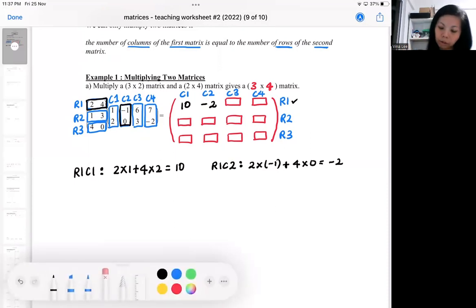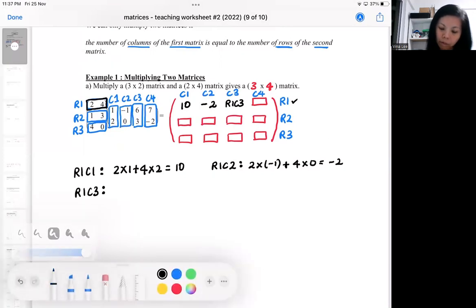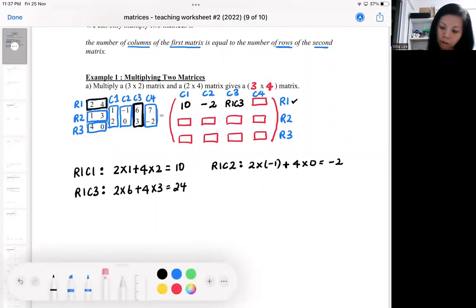I'm going to continue to the next one, R1C3. I'm still using the first row, but I'm using the third column. So in a way, I fix the row. First number multiplied by first number, second number multiplied by second number, and you add them up. So I got a 24.